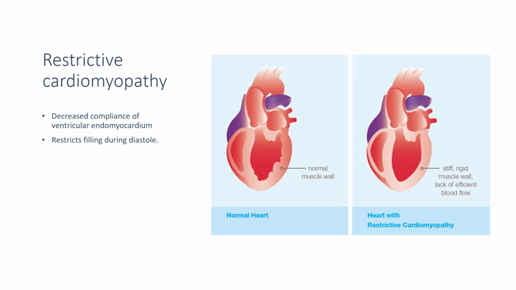Now coming to the last type of cardiomyopathy, we have restrictive cardiomyopathy. In this case, the compliance of the ventricular endomyocardium is decreased. You can think of it like this: compliance means how much the heart can stretch. So the stretching of the wall of the heart is decreased, which causes diastolic dysfunction, that is, a restrictive feeling during diastole.